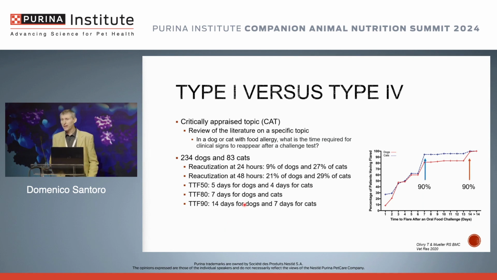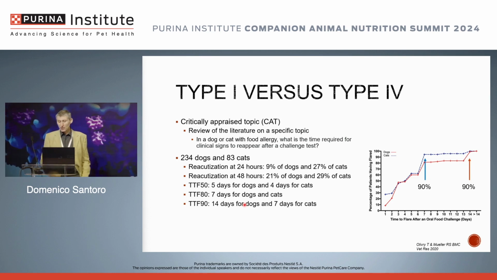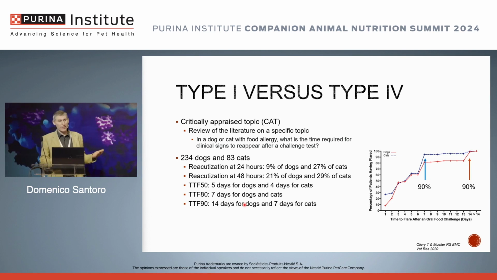So we are looking at something quite far away from a classic type 1 hypersensitivity reaction. So people say, well, even type 4 doesn't take 14 days to develop, right? So what else is going on in this patient?